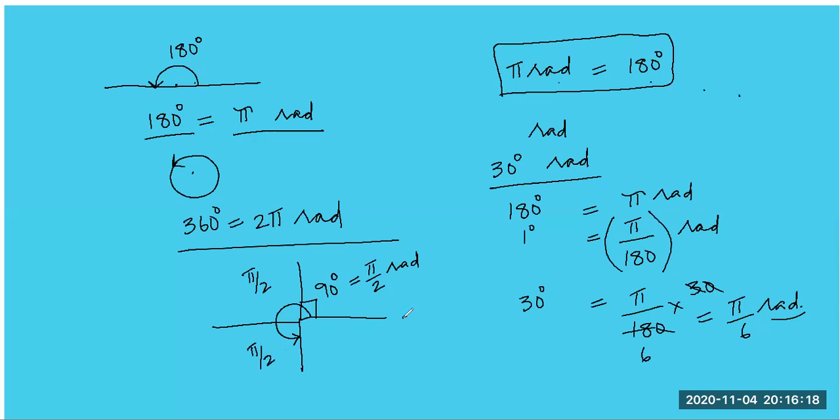So 270 degrees would be equal to, yes, Jasmine? Pi by 2, pi by 2, pi by 2. I will say 3 pi by 2 radians. And finally, 360 degrees would be equal to 2 pi radians, right? This is how we convert degrees into radians and vice versa. So we will do some sums based upon this, okay?